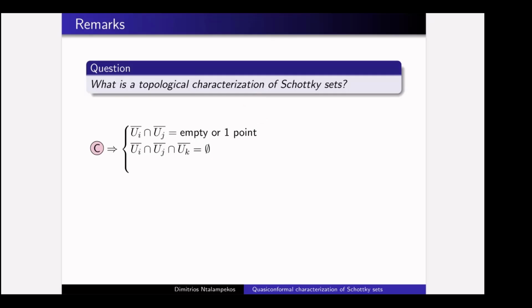And the third topological consequence is that the diameters converge to zero. The U_i are uniform quasi-disks, they are disjoint, so the diameters have to converge to zero. So the question is whether these three topological conditions are sufficient so that we can find a homeomorphism onto a Schottky set.